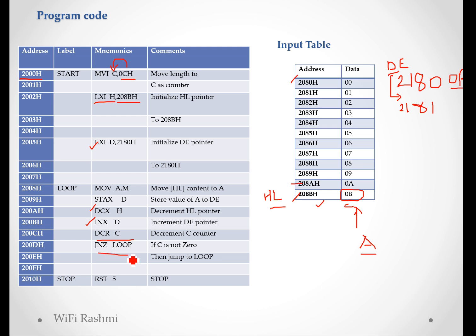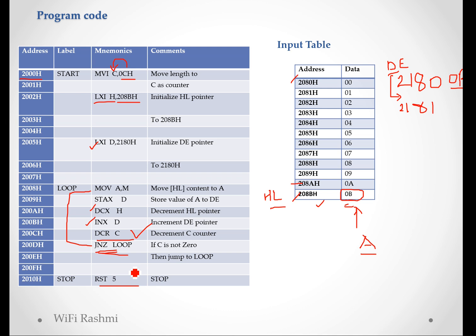Now JNZ loop means your program will run 12 times from here to here. This loop portion will run 12 times because the data being transferred is 12 values in total. As soon as C becomes 0, the JNZ, that is jump if not zero, will stop jumping and your program will stop. So this program is very simple.